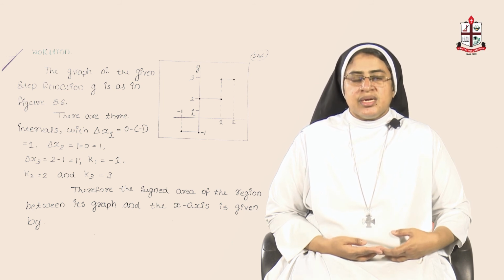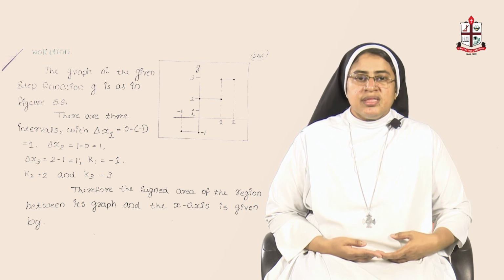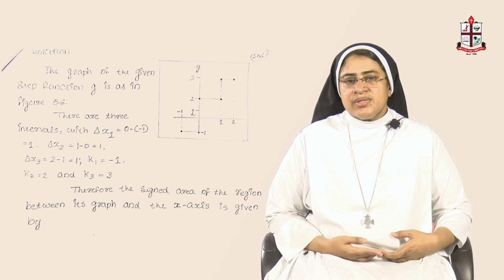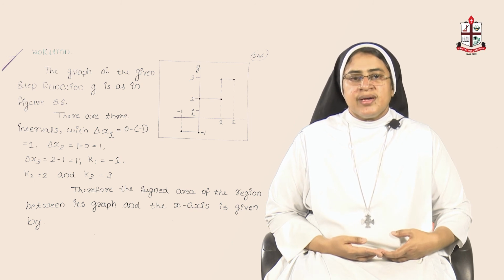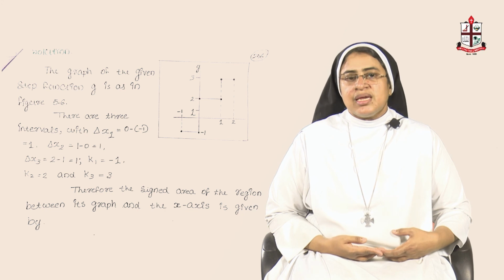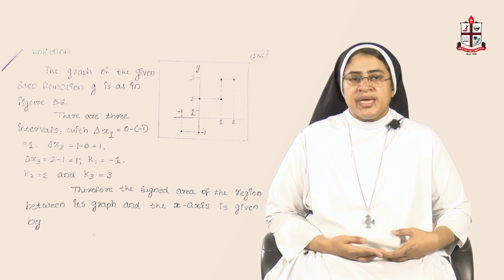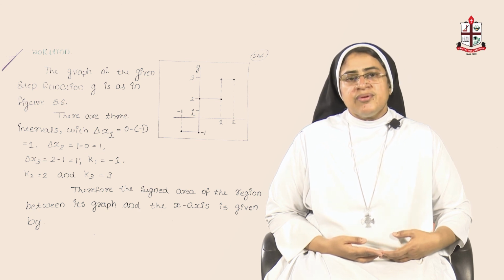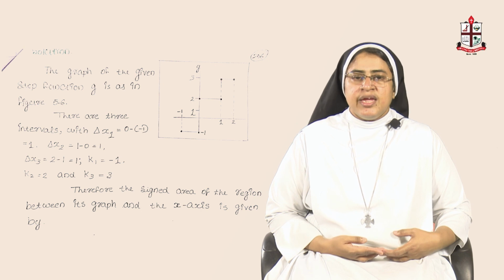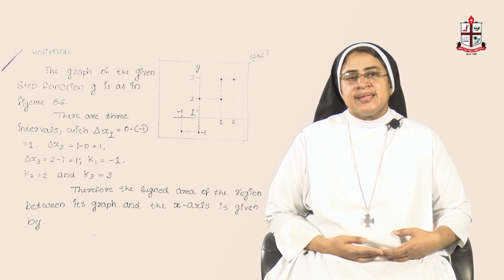You can see that graph in the next slide. You just see the values for 0, minus 1, 1, 2 and the whole graph. See the graph, the step function defined like that, as in the figure. There are 3 intervals here, that is, from minus 1 to 0, 0 to 1, and 1 to 2. Delta x_1 equals 0 minus (minus 1), which is 1. Delta x_2 equals 1 minus 0, which is 1. Delta x_3, the third interval, equals 2 minus 1, which is 1. Again, the graph shows k_1 is minus 1, k_2 is 2, and k_3 is 3.